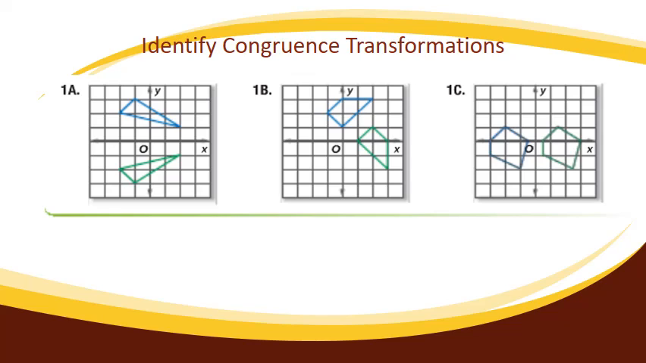But in this specific lesson, we're looking at congruent transformations. Now, in a congruence transformation, the position may change, but the size and the shape of the figure are not going to change. And there are three types of congruence transformations. There are reflections, there are translations, and there are rotations.